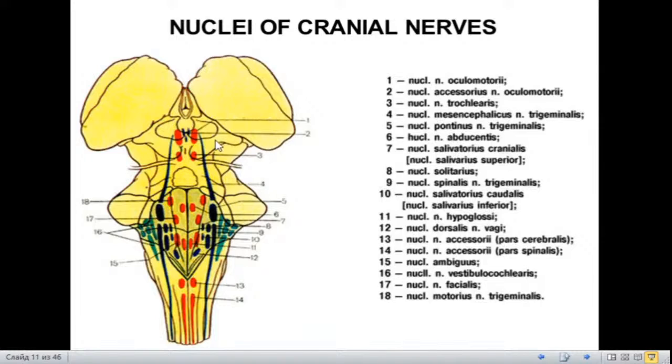Next, sixth cranial nerve, abducens. It has one motor nucleus, nucleus motorius nervi abducentis. It projects to upper part of facial colliculus in median eminence. Then seventh cranial nerve, it has three nuclei: motor, sensory, and parasympathetic nucleus.